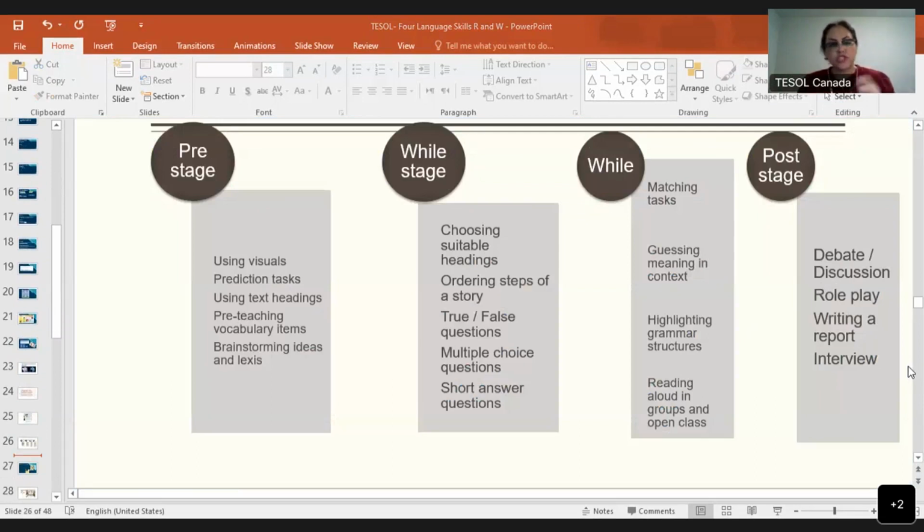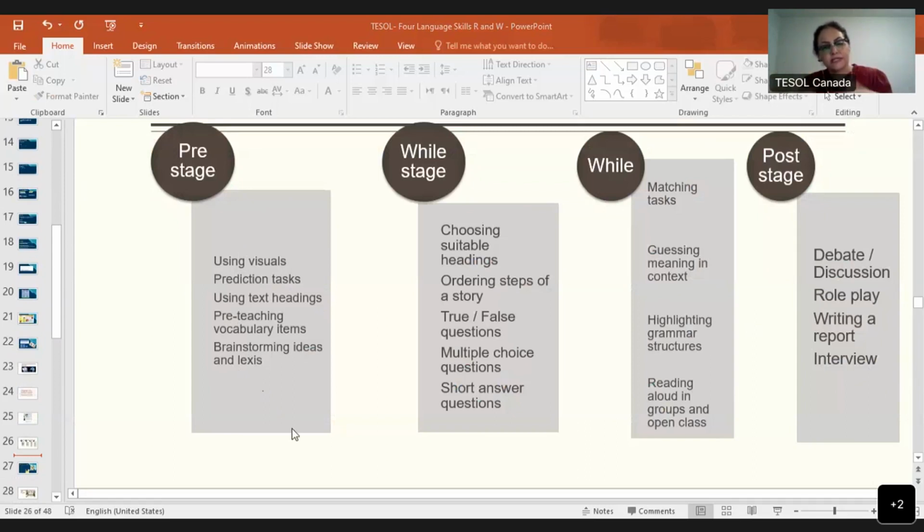They can interview each other for the reading. So there are different activities you can give to your students, which goes for pre, while, and post. Again, for pre, use different techniques like visual objects or posters, videos, brainstorming, talking about the topic, pre-teaching the keywords, and putting the students in the context.